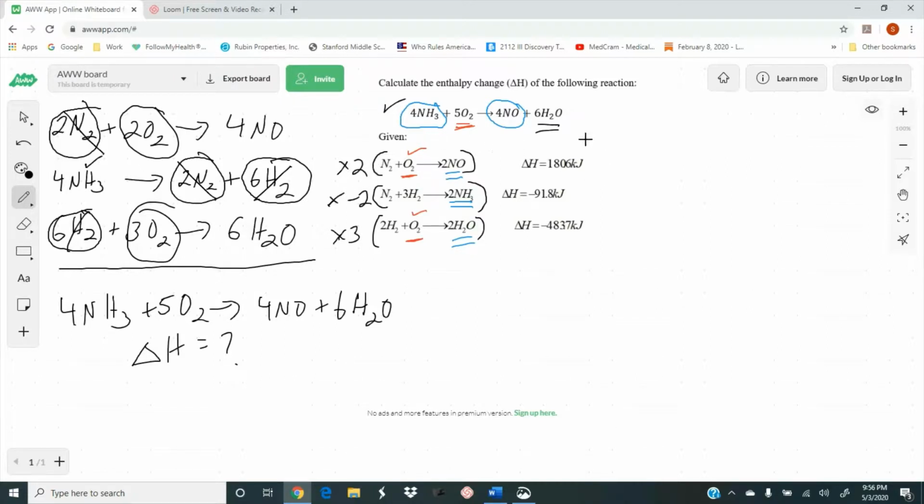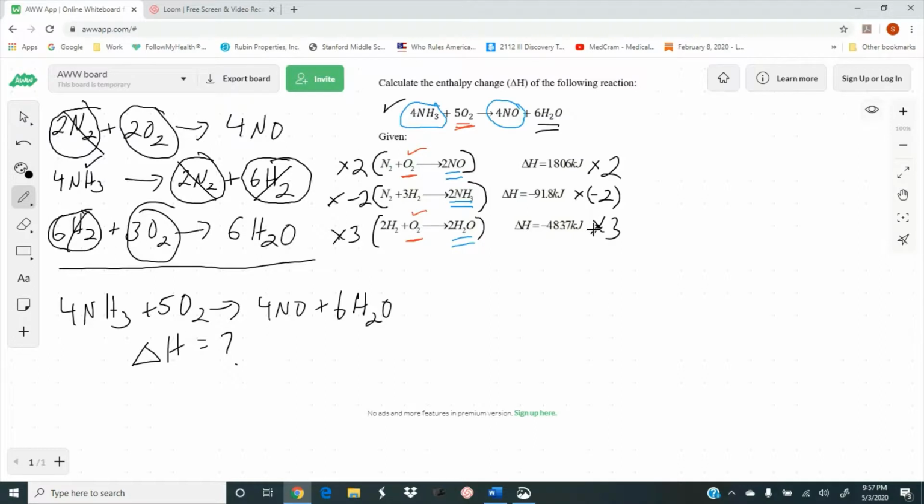So the delta H of the first equation right here is 1806 kilojoules. So I'm going to multiply that one by 2, because that's what we did to the first equation. The second one here, we multiplied it by -2, because we reversed it and multiplied by 2. So we're going to multiply this one by -2. And the third one, we multiplied it by 3 in order to get our equation. That's what we're going to do.